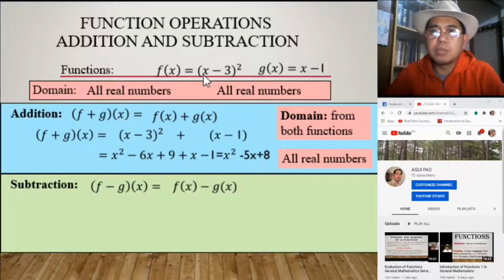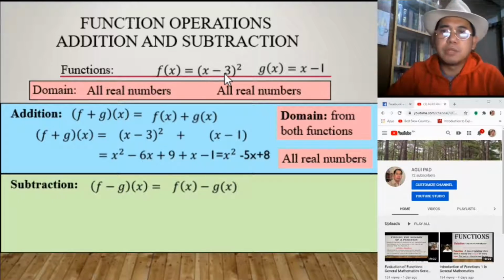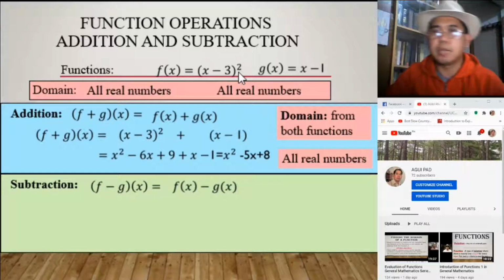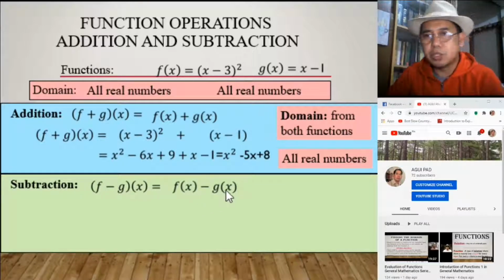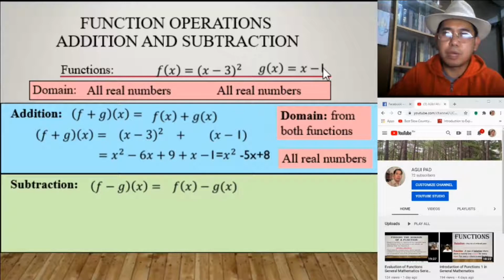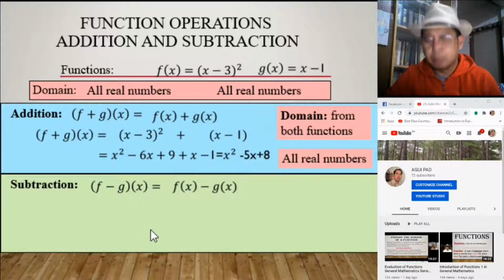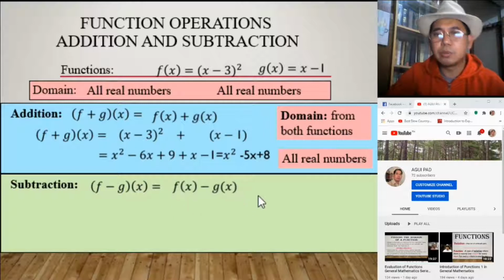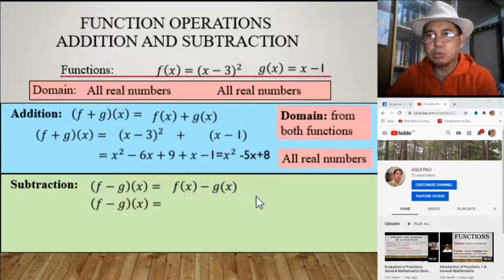I'll go back to the problem. So f of x is the square of the difference of x and 3. And what about g of x? That is the difference of x and 1. Now how are we going to subtract them? We will follow this notation.